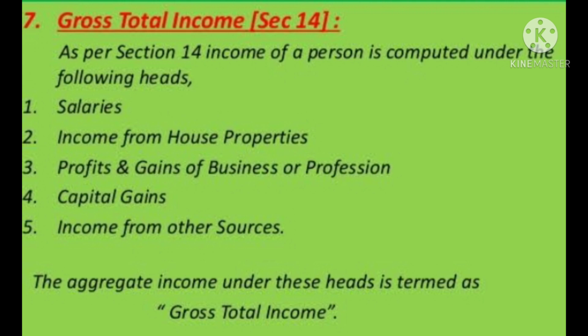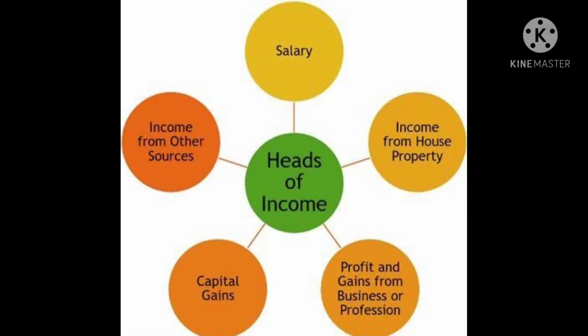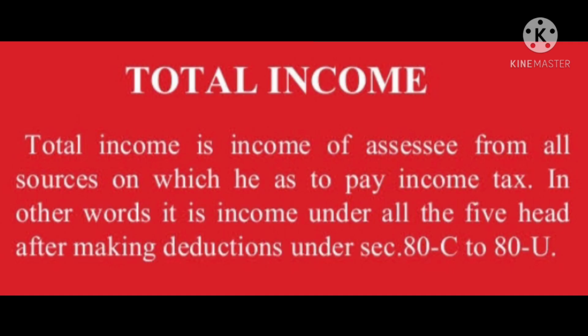Understood? So if you add all these 5 heads of income, you are going to get the gross total income. So, I hope you can remember the 5 heads of income, right? Salary, house property, business or profession, capital gains and other sources. Coming to the next one, total income.